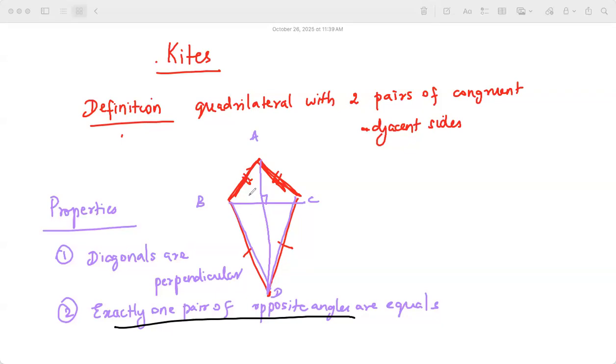C and, no, C and A. No, not no. Yeah. B. C and B. My bad. C and B. These two angles are equal.